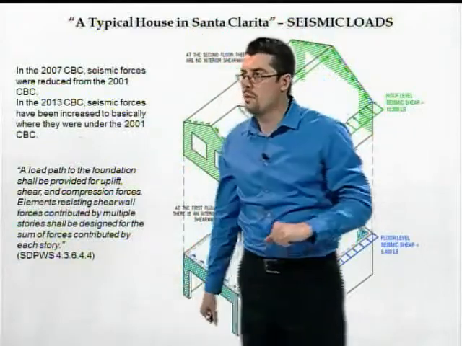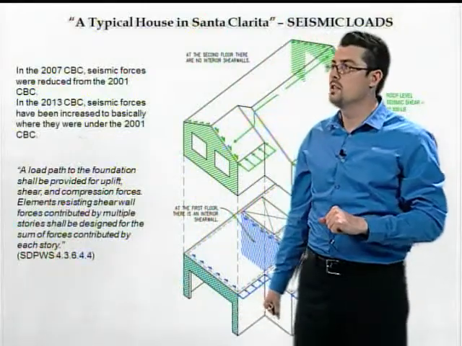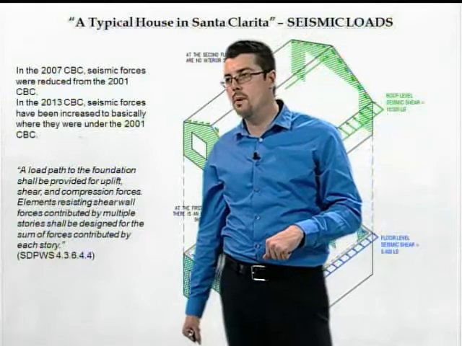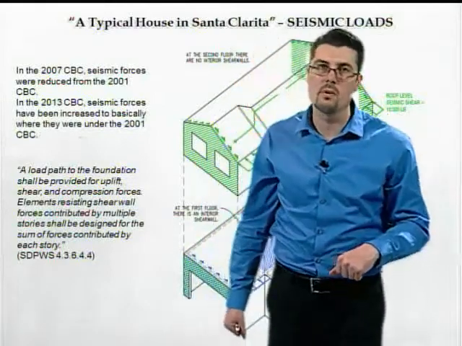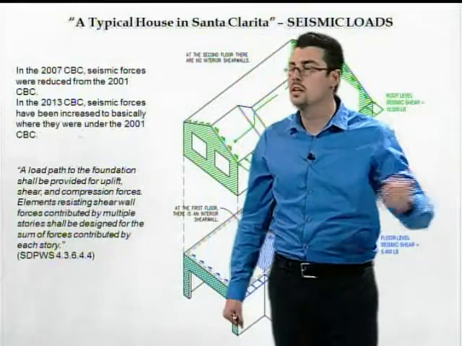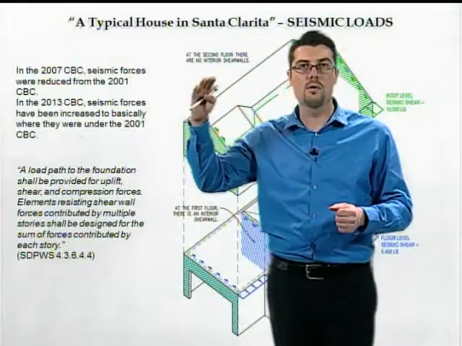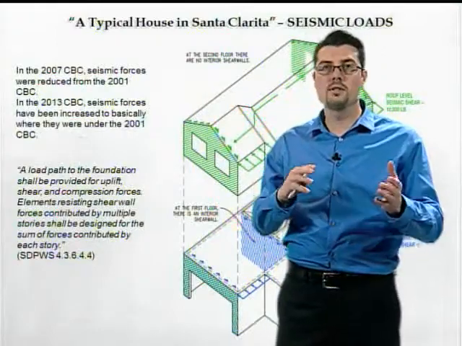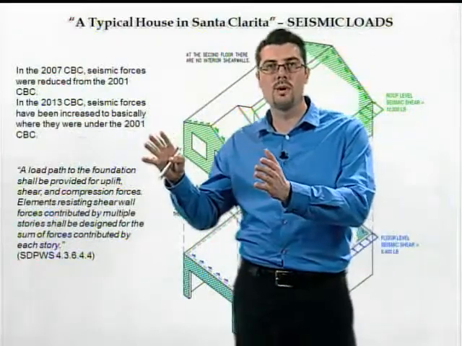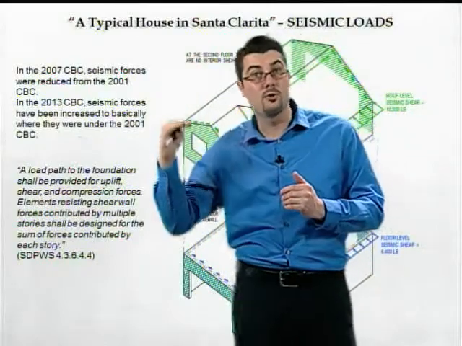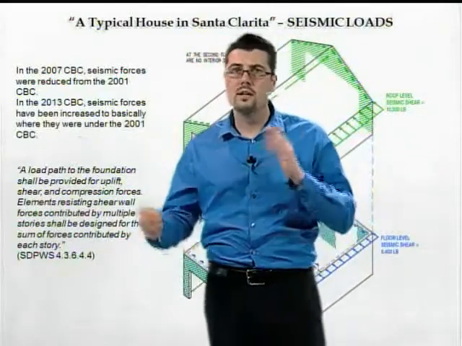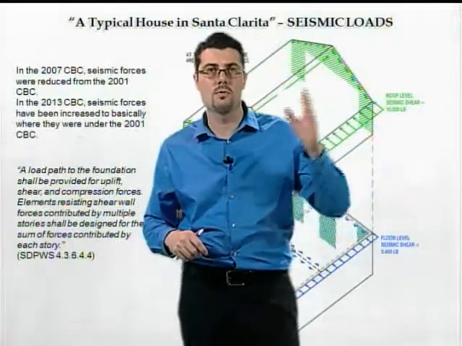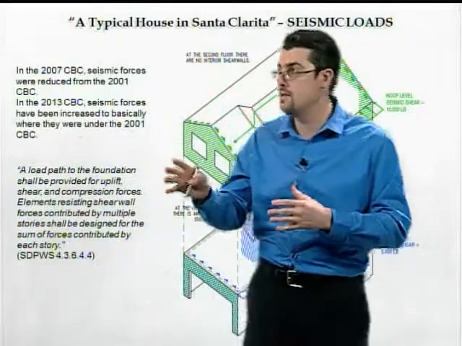Another important thing to mention about the new code is that the seismic forces have gone up. If you've been in the construction business for a number of years, you'll remember under the UBC we had a certain level of seismic forces that we designed for. In 2007, when the international codes were adopted by California, those seismic forces actually dropped. In some cases we saw about a 20 to 30% drop in seismic forces from the UBC to the IBC. So that was back in 2007.